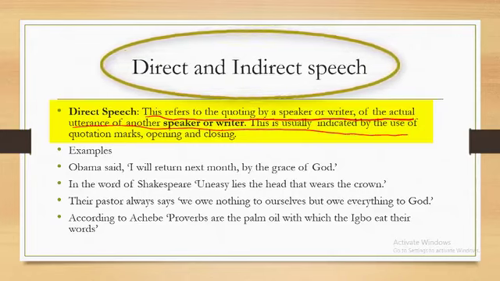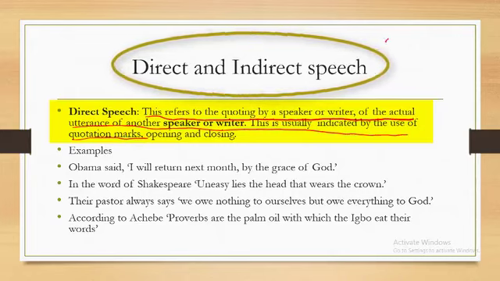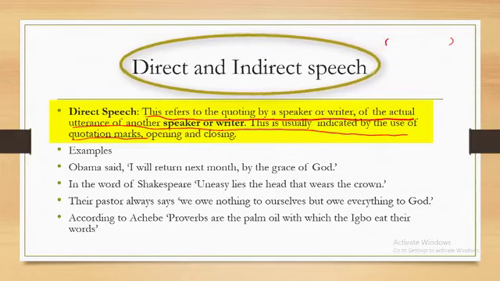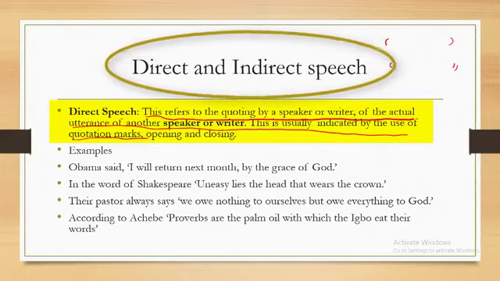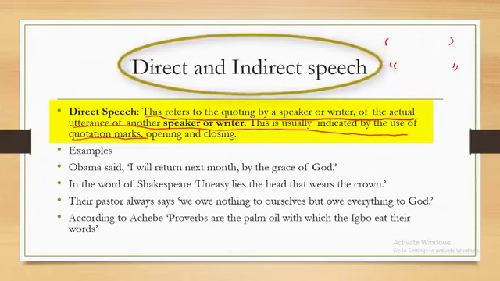It's one of the punctuation marks we use in English language, and you have the single quotation mark or you have the double quotation mark. So every time we quote somebody directly, every time we use the exact words a speaker or a writer uses, we always use the quotation mark, which can be single or double. So we give examples below.